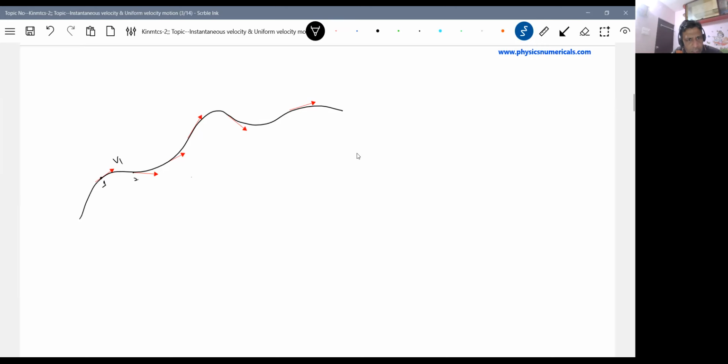V1. What is the velocity at 2? V2. What is the velocity at 3? V3. What is the velocity of the particle at 4? V4. What is the velocity of the particle at 5? V5. What is the velocity of the particle at 6? V6. And what is this? This is called a path.